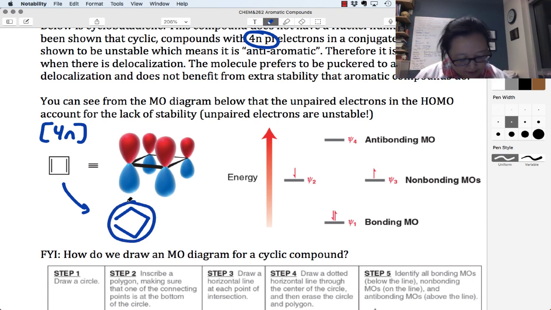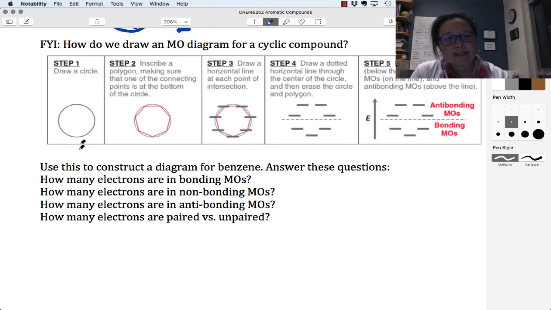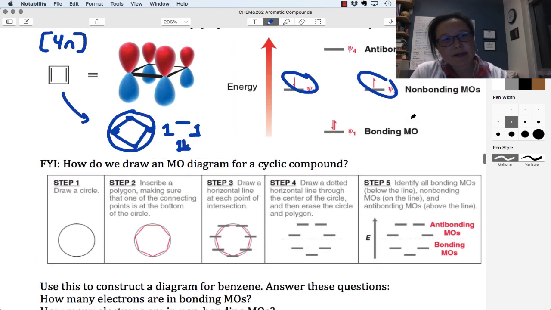So here's my Frost circle, and then these points here are here, and this point here is here. And then I start filling the diagram, 1, 2, 3, 4. And you can see these unpaired electrons want to be paired, so that leads to some instability for this molecule. Here's a step-by-step of how to do a Frost diagram like I just did.